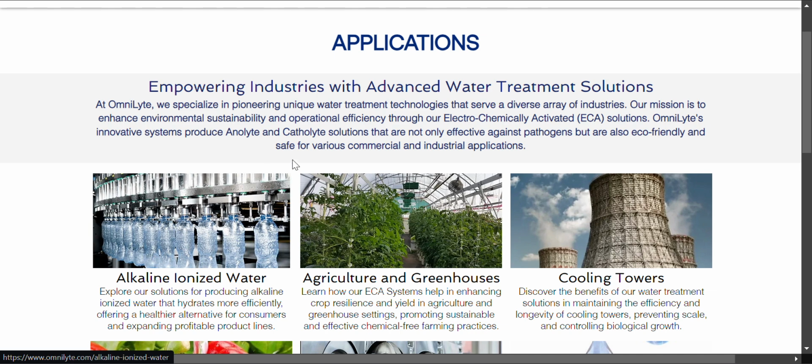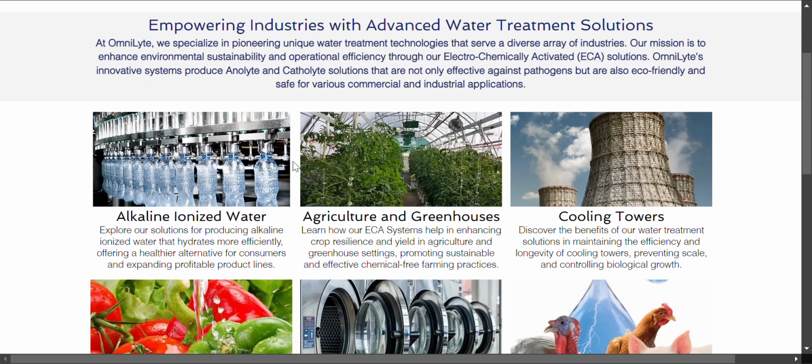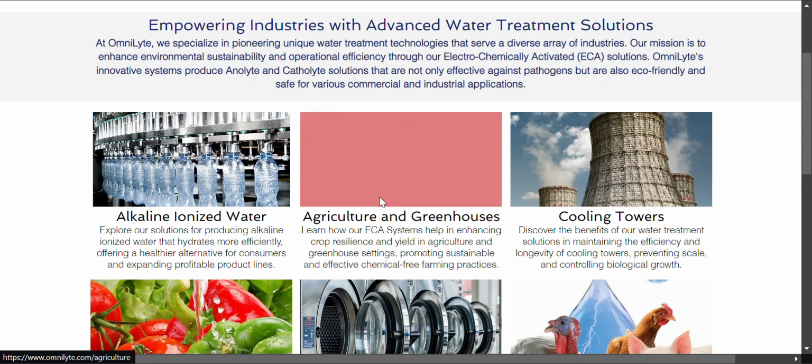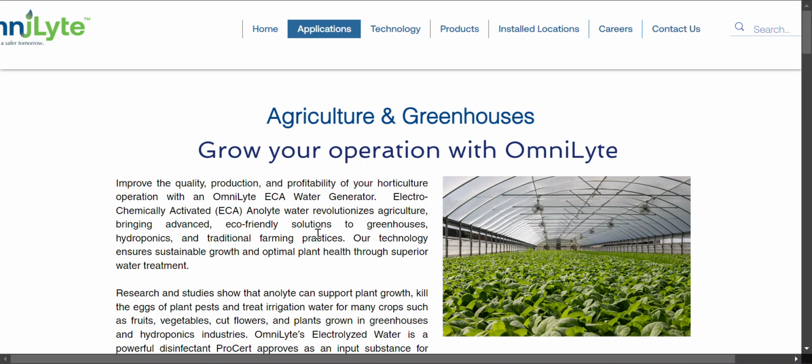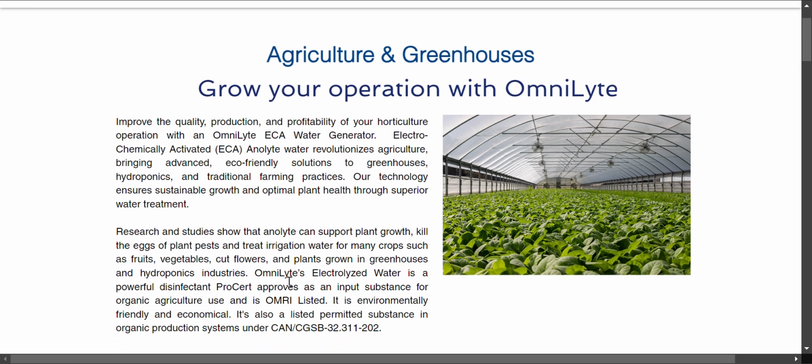But some of the stuff that we work with pretty regularly, agriculture and greenhouses, by far one of our biggest customer bases. And I'm just going to touch base on a couple little hot points here. As you can see, you can improve the quality and production and profitability of your horticulture operation with an OmniLite water generator, electrochemically activated analyte, which is your hypochlorous acid water. It revolutionizes agriculture, bringing advanced eco-friendly solutions to greenhouses, hydroponics, and traditional farming practices.